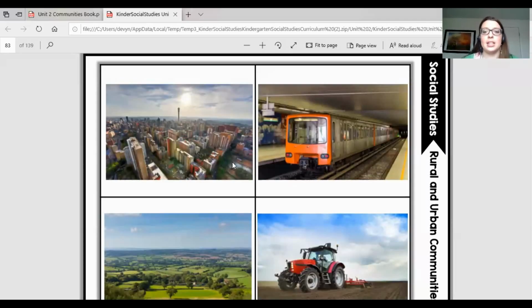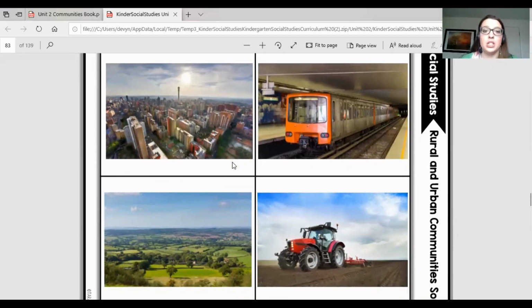Okay, for this game, when I point to one of the pictures with my cursor like this, you're going to tell me if you think it is a rural, urban, or suburban community. Let's start with this one. What kind of community is this a picture of? That's right. This is an urban community. This is an urban community or a city. Urban and city mean the same thing.